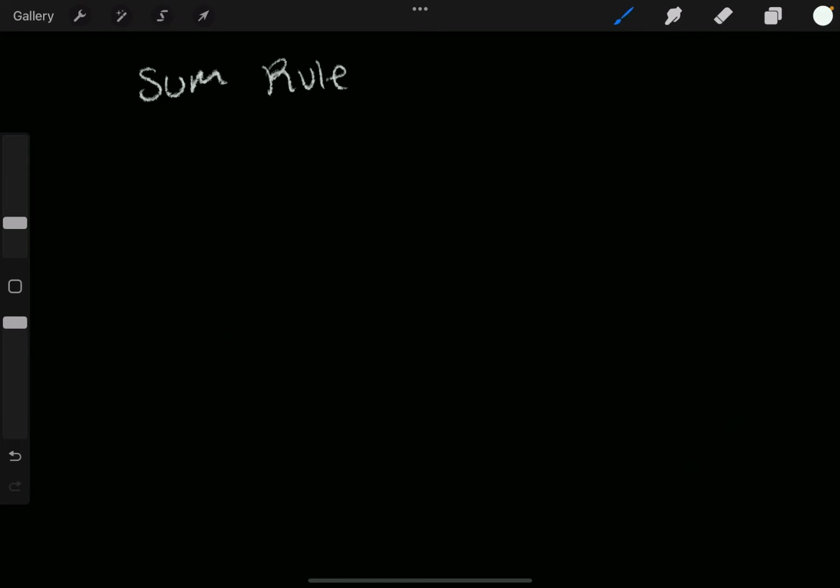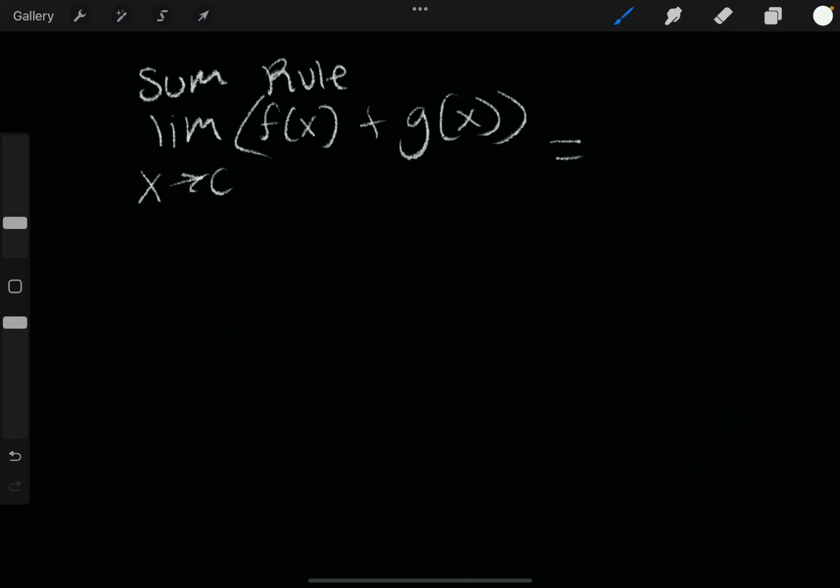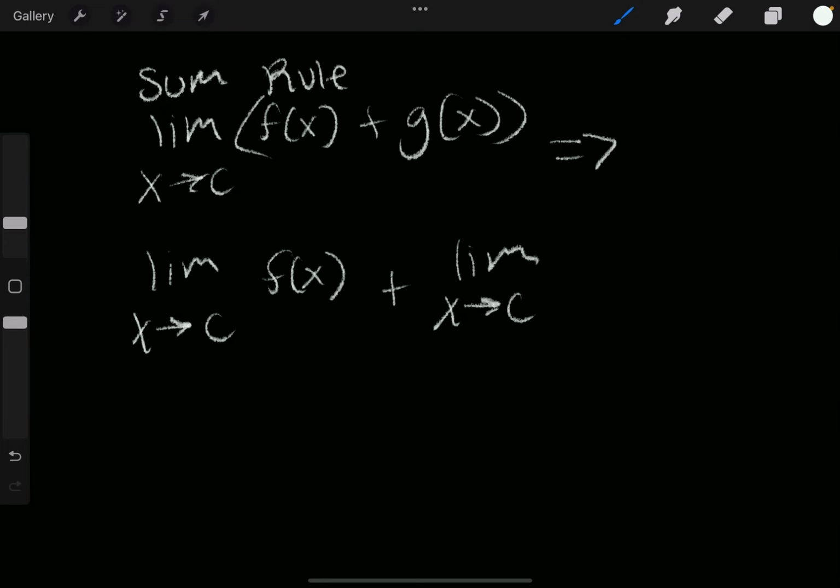The sum rule is the limit of the sum of two functions, which is the sum of their limits. So the sum rule looks like this. The limit as x approaches c of the function f of x plus the function g of x. Now this is equivalent to saying the limit as x approaches c of the function f of x plus the limit as x approaches c of the function g of x.